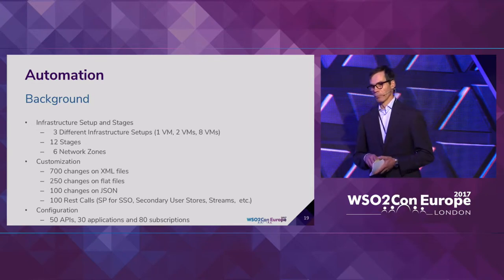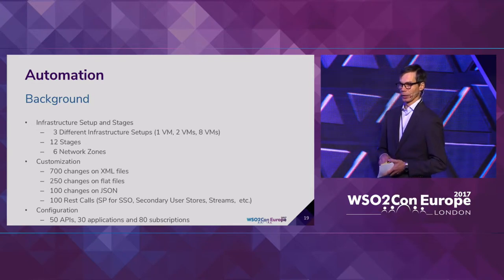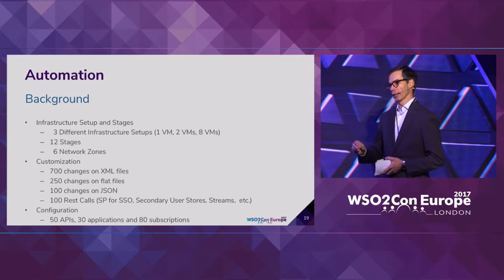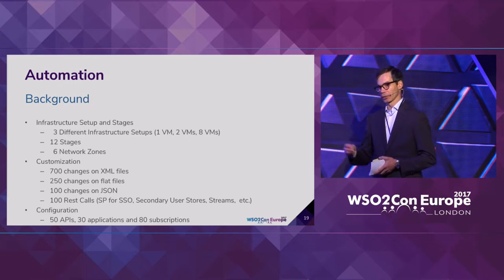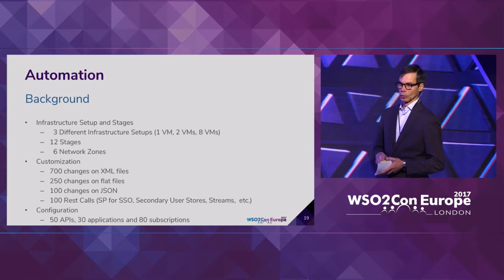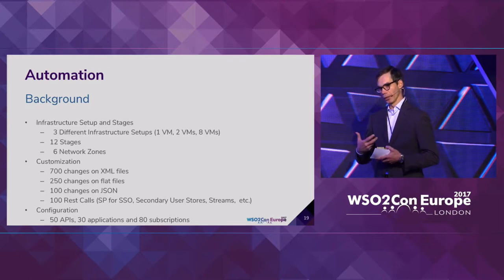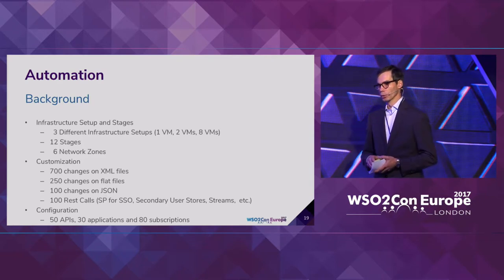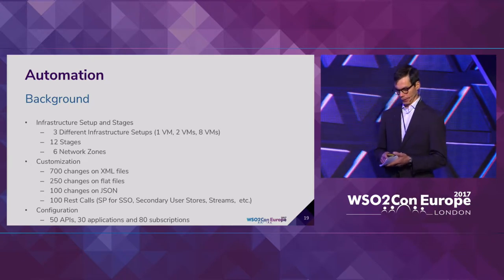Moreover, we have more than 1,000 customizations. That means we had to make changes to XML or flat files or JSON files. So more than 1,000. And at the end of the installation, we also did 100 REST calls. So the configuration, what we think about when we say configuration is queues, users, roles, and so on. So we have now, so far, 50 APIs and 80 subscriptions.